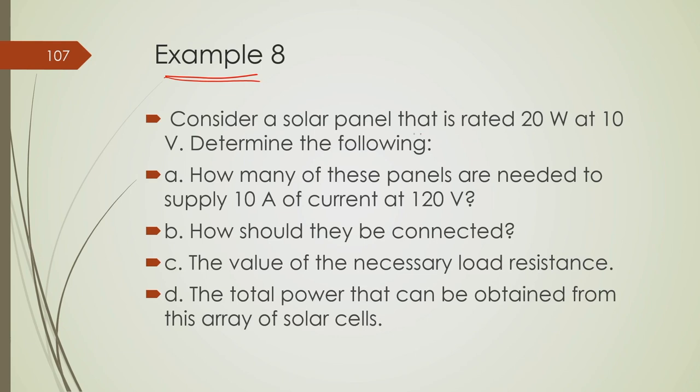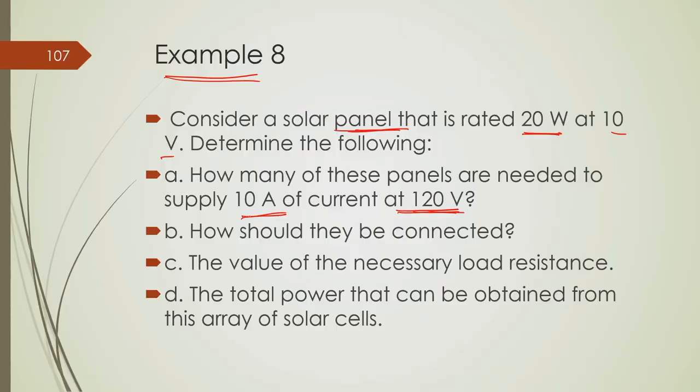The first numerical example is, suppose we have a solar panel which consists of many solar cells, rated at 20 watt and can produce 10 volt. Now, you have to decide how many such solar panels we can connect in series parallel combination in order to supply 120 volt at 10 ampere. As I said, many individual solar cells constitute a solar panel, and many solar panels are used in series parallel combination, so that we can get the desired voltage and desired amount of power. So, in order to have a 120 volt, 10 ampere source, how many panels do we need to connect? It is very simple.